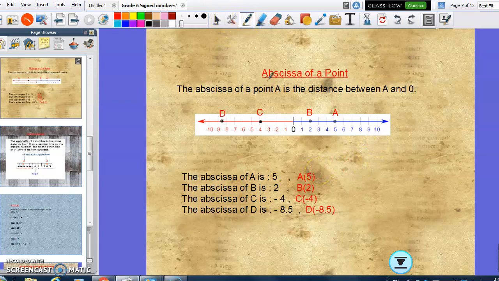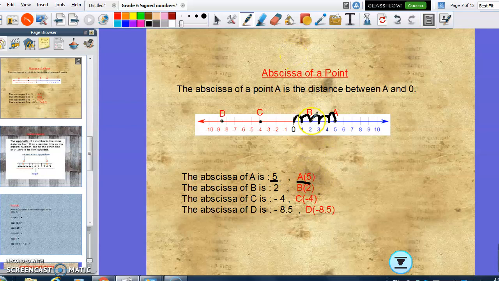Today we are going to talk about abscissa of a point. The abscissa of a point A is the distance between A and 0. Here is A on the number line. So A is located 1, 2, 3, 4, 5 units to the right. So the abscissa of A is plus 5 or 5. You write it like that: A in parenthesis 5. So the abscissa of A is 5.